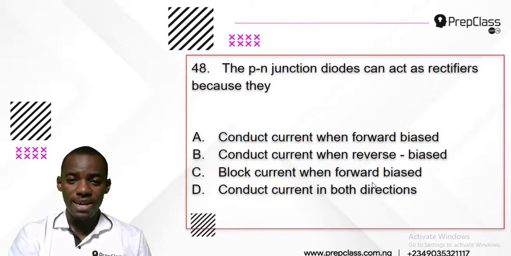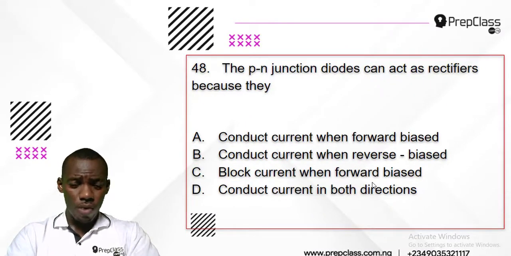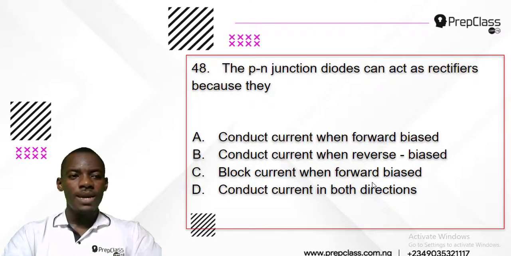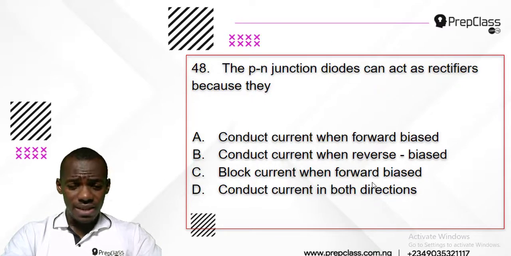So the answer is simply 60 seconds. Now we've come to the semiconductor question. The PN junction diode can act as a rectifier because they what? Now, we know that P is positively charged and N is negatively charged.